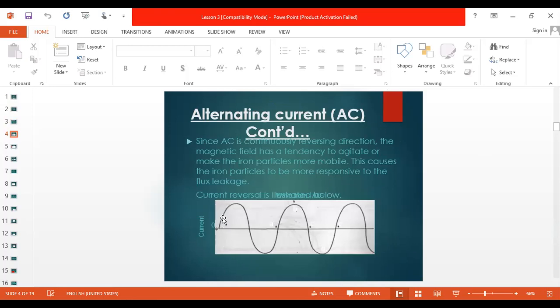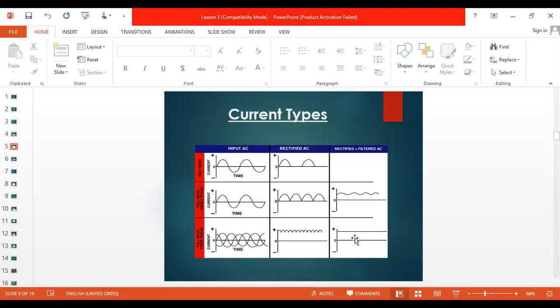See, this is the waveform of AC, flowing from positive to negative, again negative to positive. This is the AC current. Now this negative cycle we remove with the help of a rectifier, and that's why this waveform is for rectified AC. Now this negative cycle is converted into a positive cycle, so we are getting continuous direct current.